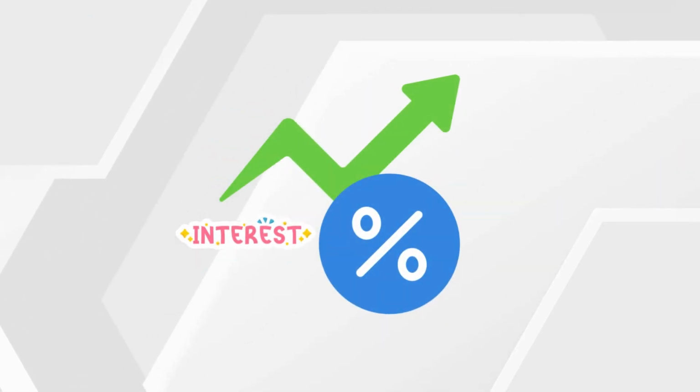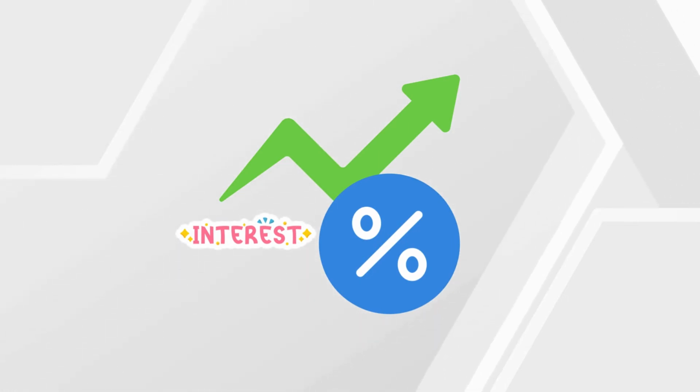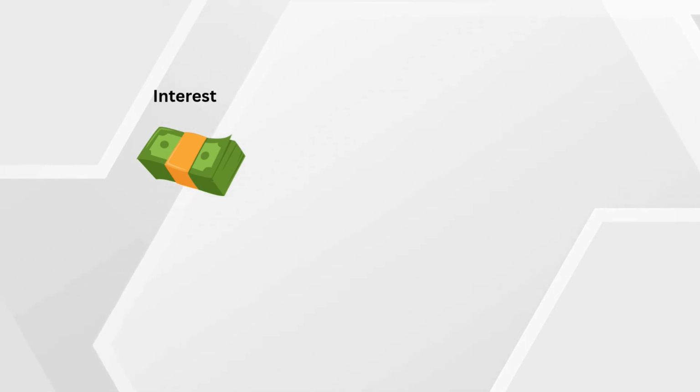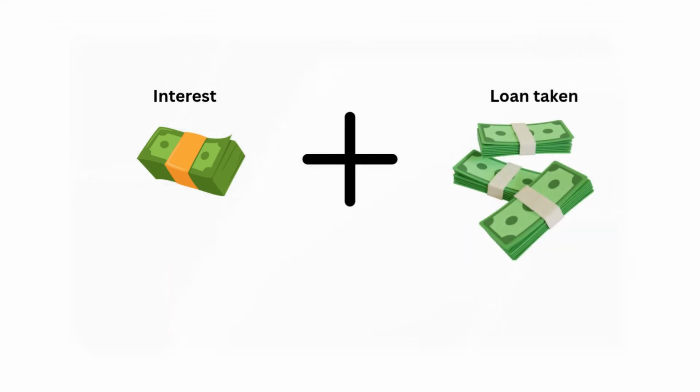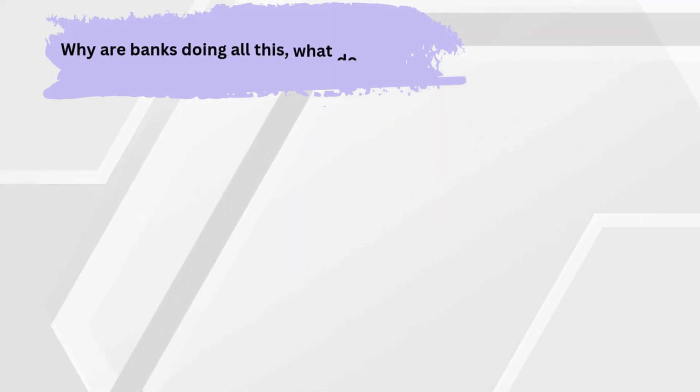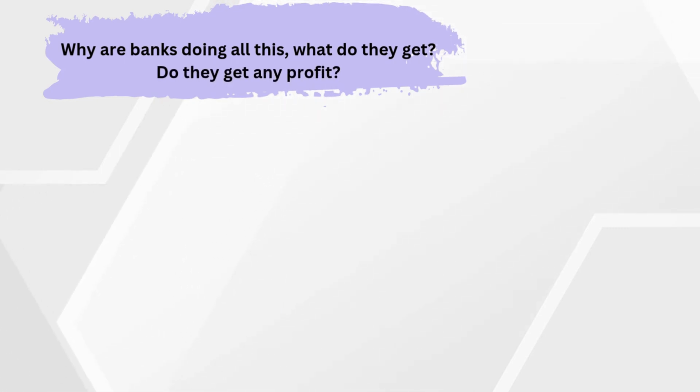The bank charges an interest rate when it gives a loan. This means borrowers have to pay back a bit more than they borrowed: interest plus the principal amount borrowed. Why are banks doing all this? What do they get? Do they get any profit?